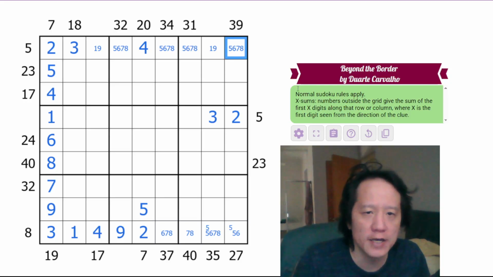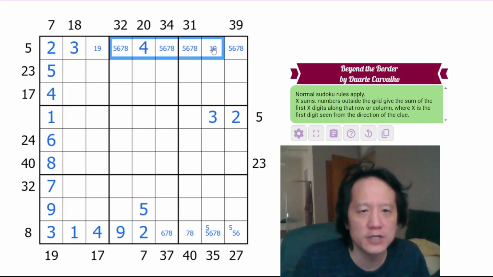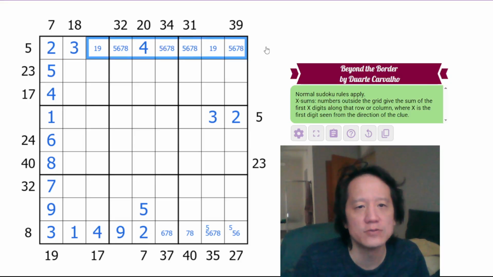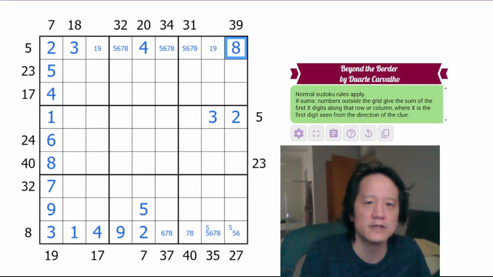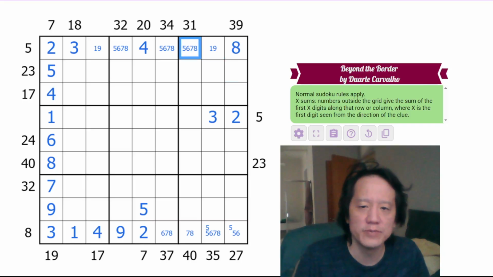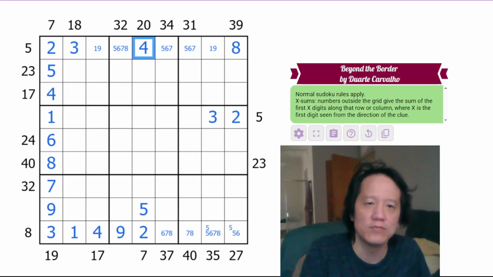What sum, sorry, can 8 digits add up to? It cannot be 31, 32, or 34, because the minimum for 8 digits is 36. So this has to be an 8 then. So this is 8, which eliminates 8 in the rest of the row.